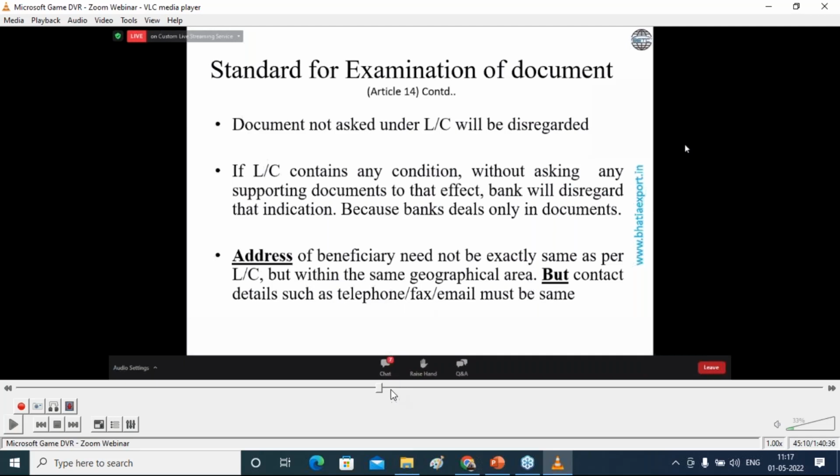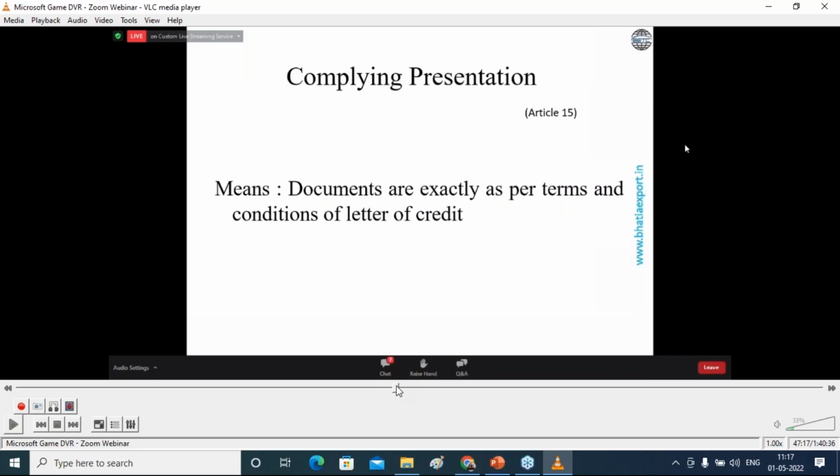So like this, UCP 600 gives a more detailed description about all the transactions, how it has to be done under the LC. A complying presentation means the documents are exactly as per the terms and conditions of the letter of credit. Only LC terms we have to follow. Other conditions in the contract have no relevance. Only what is there in the LC has to be complied with.